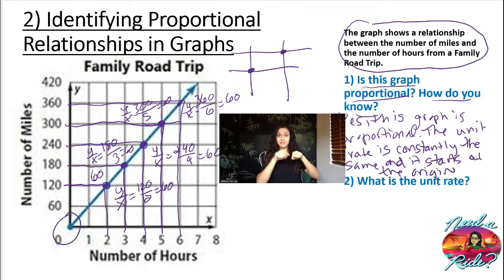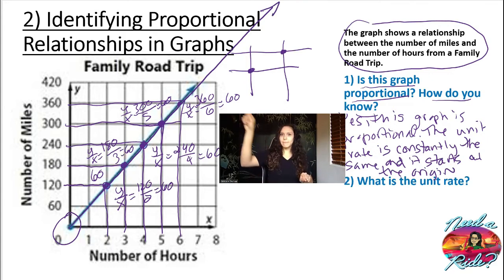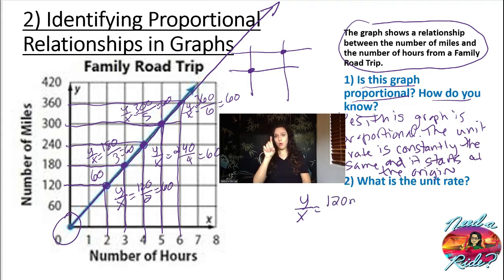Look, it starts right here at the origin. And if you see, it's going to make a line that goes on forever, the same pattern over and over again. So what is my unit rate? My unit rate, we had y over x. Let's pick a point to show work. Let's do 120 miles over 2 hours. You could pick any point to show your work right here to verify.